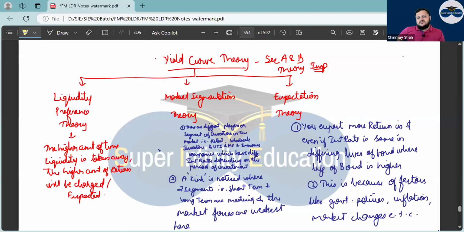2 years, I will ask 7%. 3 years. So the more time you take the liquidity from someone, the more return he will ask.